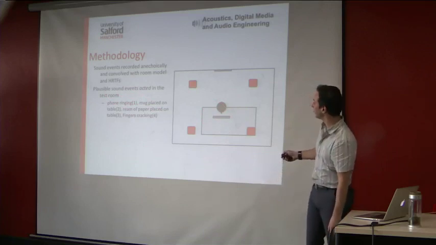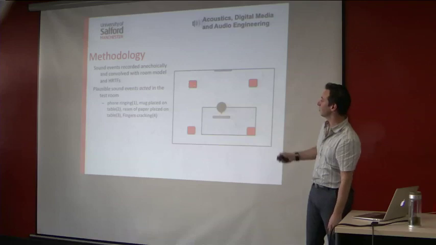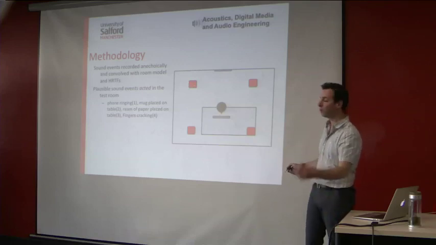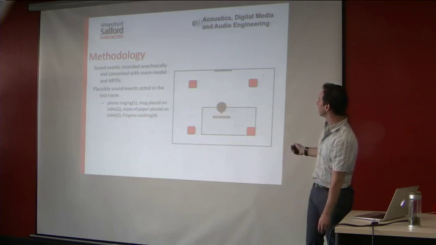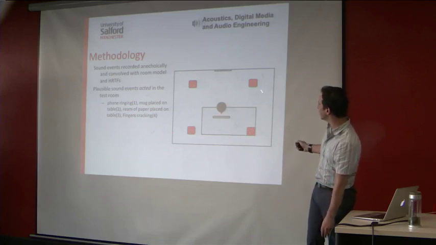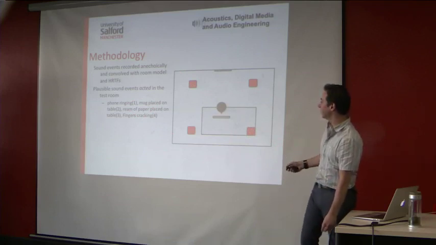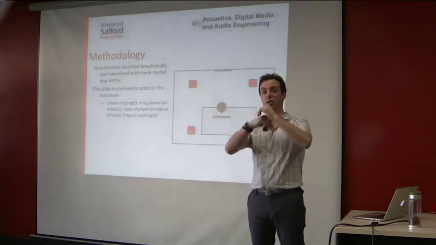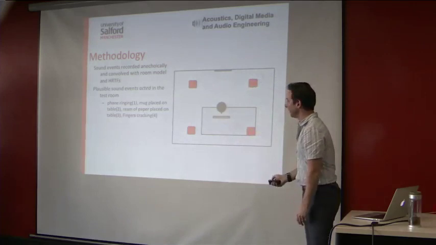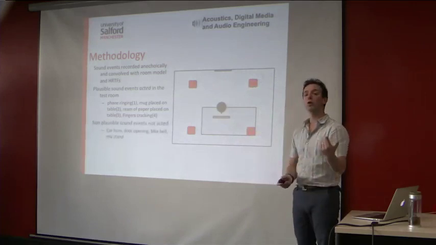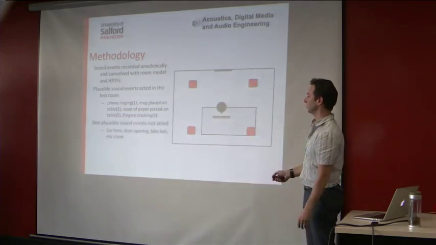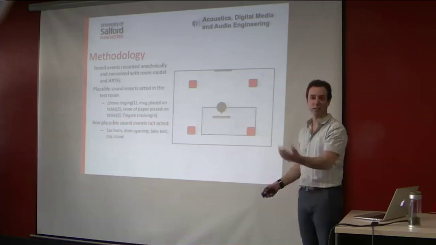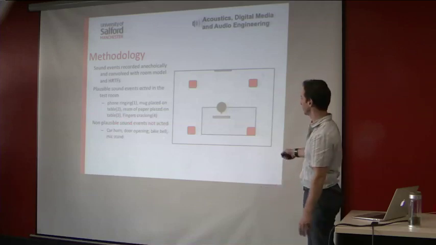And these are phone ringing, which would start ringing towards the back of the subject there. We had a mug which was placed on the table where they were doing the test. We had a ream of paper placed on another table back there. And we had the experimenter cracking their fingers in front of the subject as they were doing the test. Now, we also had what's called non-plausible sound events, which was basically a car horn, a door opening, a bike bell, and a mic stand falling over. And these were not in the room.